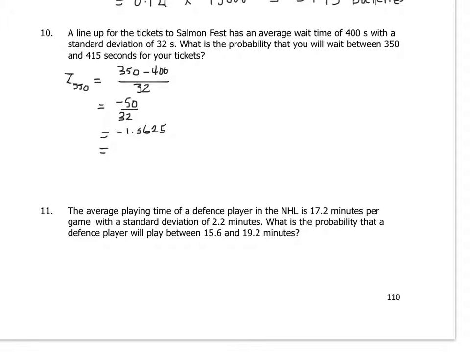So for using the chart, we need 2 decimal places, so we round that off to negative 1.56. And then we do a z-score for 415 seconds. We get 415 minus 400, the mean, over the standard deviation, which is still 32. And that's going to give you 15 over 32.